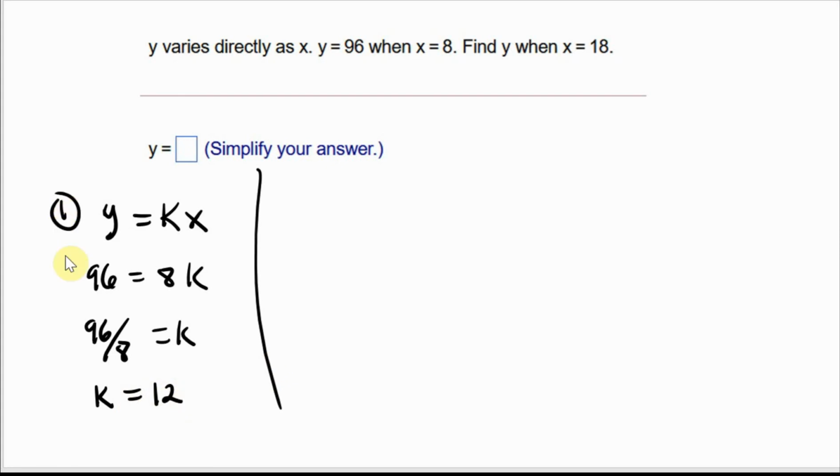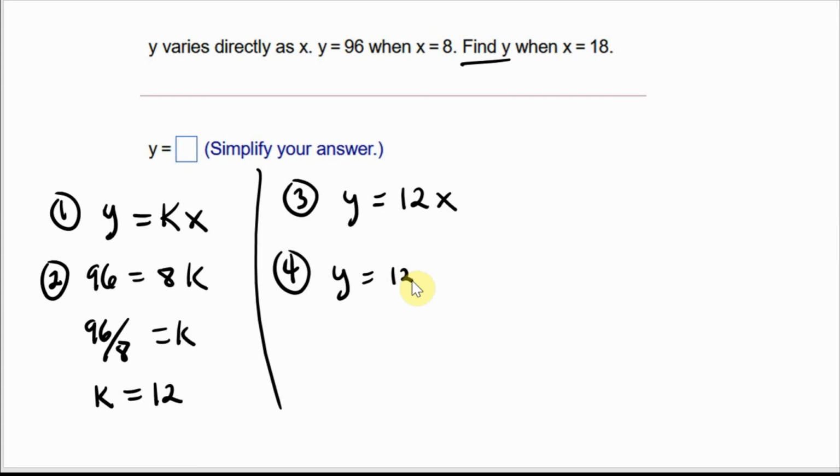So that was the first step. Second step, we find k. And then the third step, write the equation with the new value for k. Then the fourth step, find y when x is equal to 18. And we multiply that on our calculator. And that gives us 216.